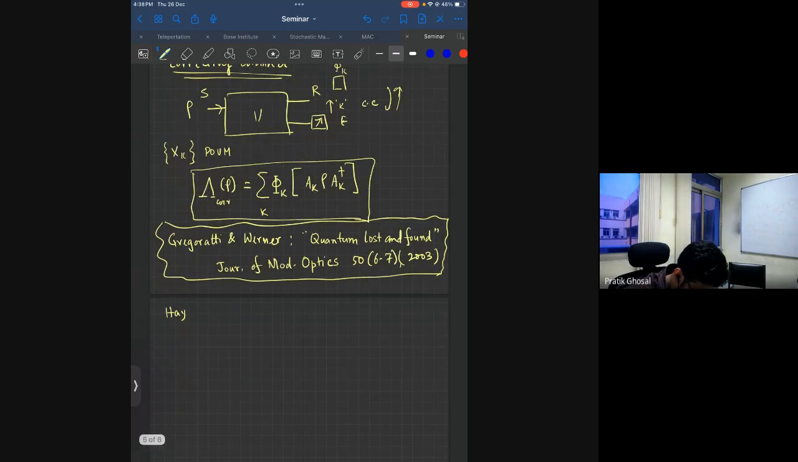Okay, so then, Hayden and Keene, they have a paper in 2005 where they defined one particular quantity of interest.